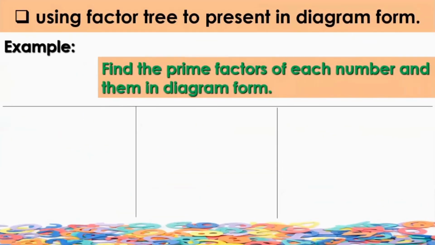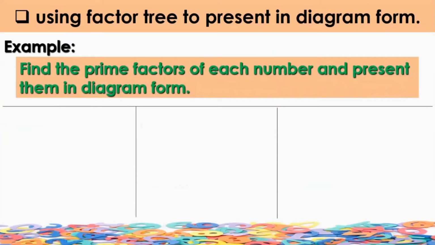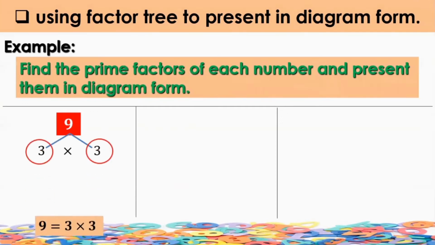Another example in finding the prime factors of each number using the factor tree, we have here number 9. Now, let's think of a factor of 9 that is a prime number. What is the smallest factor of 9 that is a prime number? Yes, number 3. 3 times a number is equal to 9. What is that number? 3 also. So from here, we already have the prime numbers. So the prime factors of 9 is equal to 3 times 3.